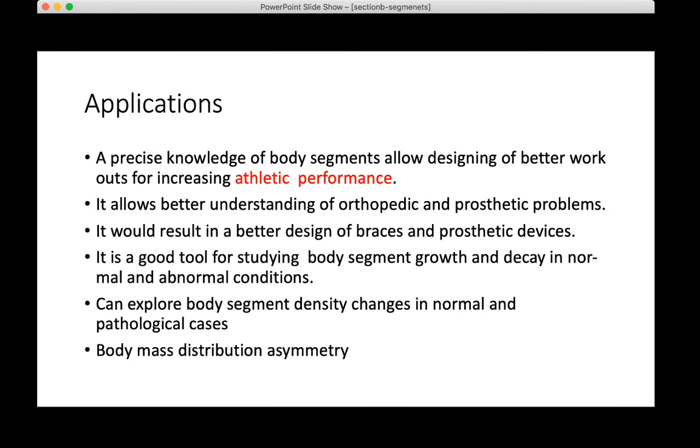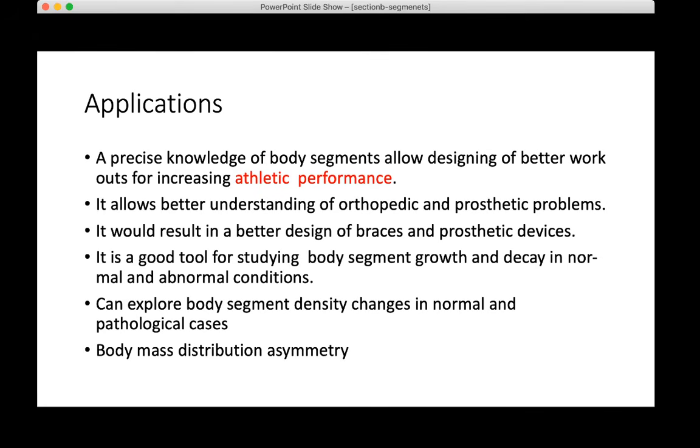We can also explore body segment density changes in normal and pathological cases. Again, this is more medical, and it also helps in sports if some injury is there. And body mass distribution is also very crucial, whether there is symmetry in your body segments or not. That will also help biomechanics to plan your workout so that you can get rid of asymmetry, get better performance and prevent injuries. So all in all, it is very helpful for both medical grounds as well as biomechanics in the sports field.